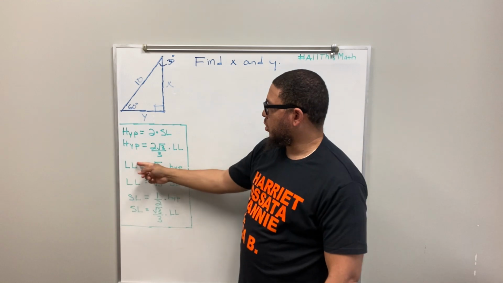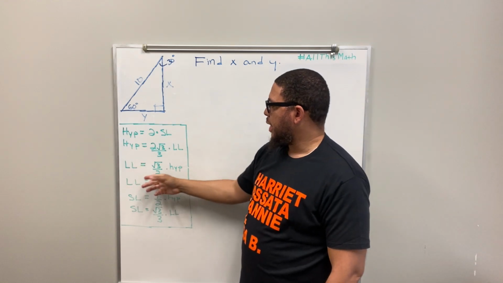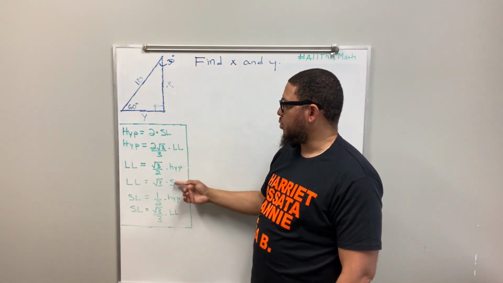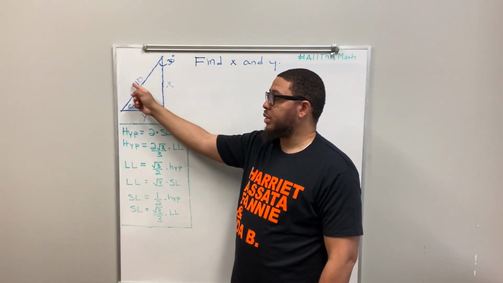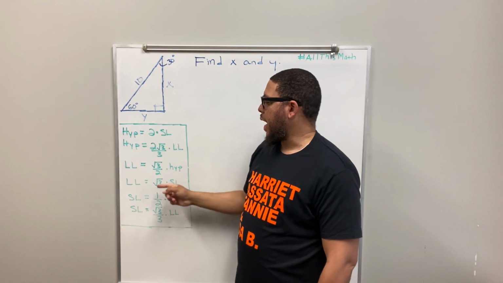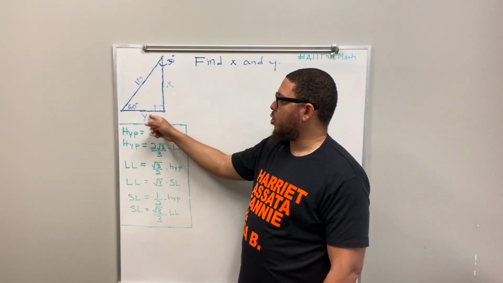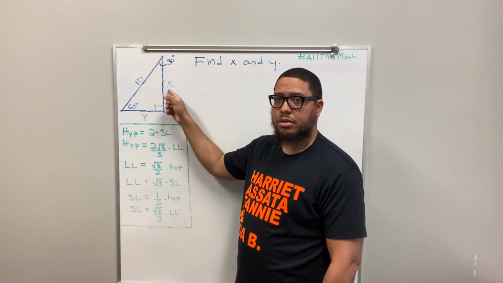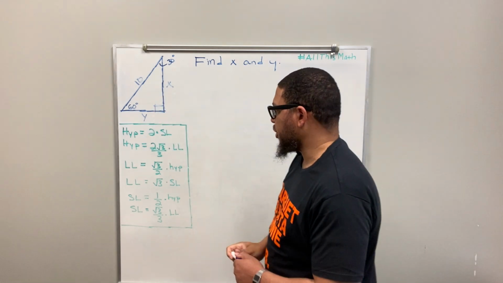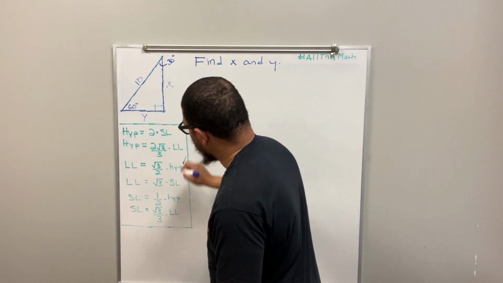So I go to my long leg formulas, all right? Now I look, okay, which one of these formulas do I want to use? Do I want to use the one with the hypotenuse in it? Yes, I do, because I know what the hypotenuse is, right? I can't use the one with the short leg in it because I don't know what the short leg is. The short leg is a variable, just like the long leg is. All right. So now I'm going to get to work. I'm going to use this formula right here.